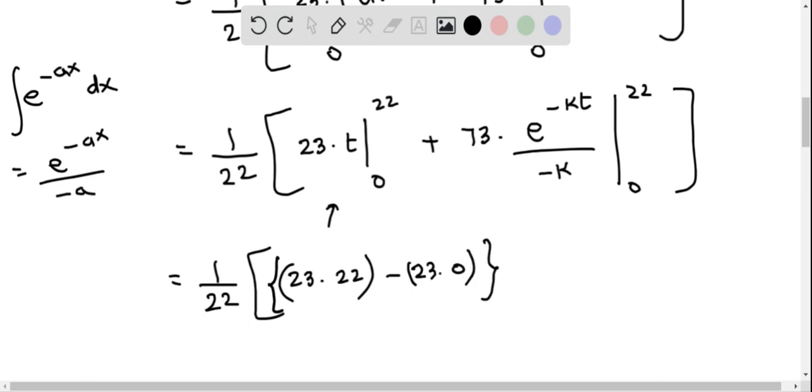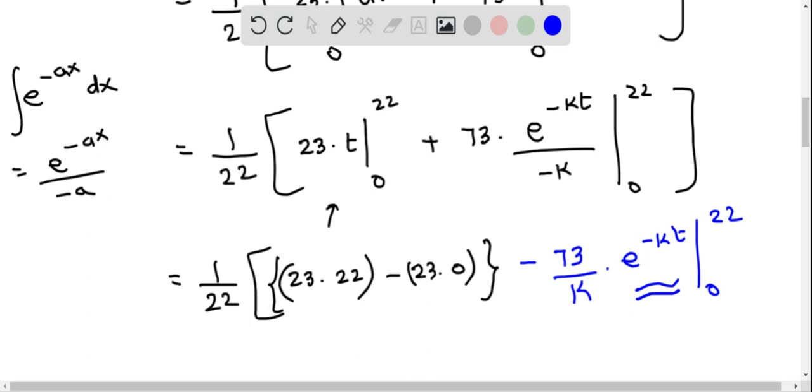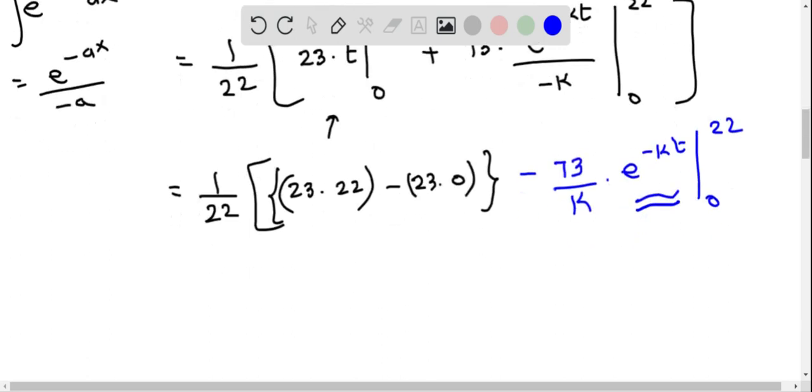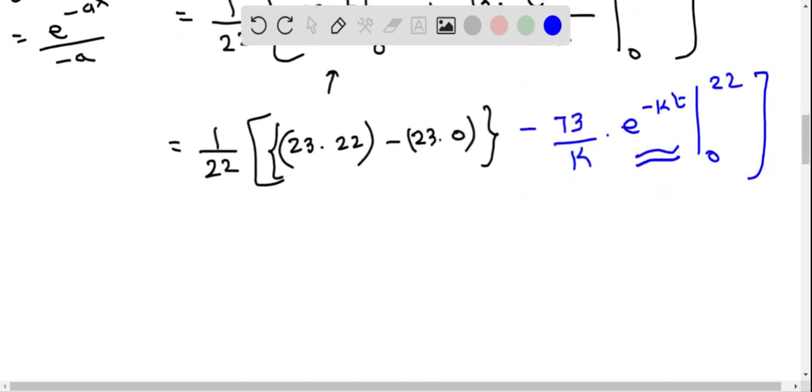So this is what we got for the first term. And here we have 73 times e raised to the power of negative kt divided by minus k. So I can write this as minus 73 by k, which is another constant, and then we have to evaluate e raised to the power of minus kt from 0 to 22. So we only have to apply the limit to e raised to the power of minus kt, which is within the bracket.